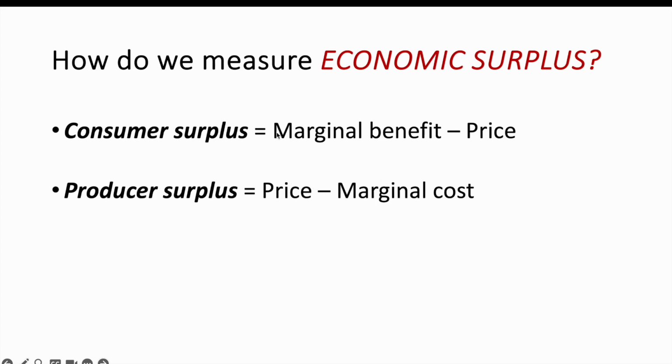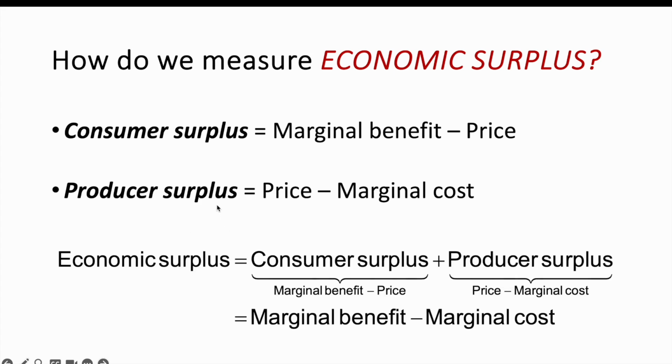Same thing for consumer surplus. Maybe the marginal benefit of buying this unit is $200 and it's only going to cost them $100 to buy it, the price. And so they have extra surplus there, benefit over the cost to purchase it. So 200 minus 100, they'll have a consumer surplus of 100. Now we can add these two together. The consumer surplus plus the producer surplus together will be the total economic surplus of the entire exchange.